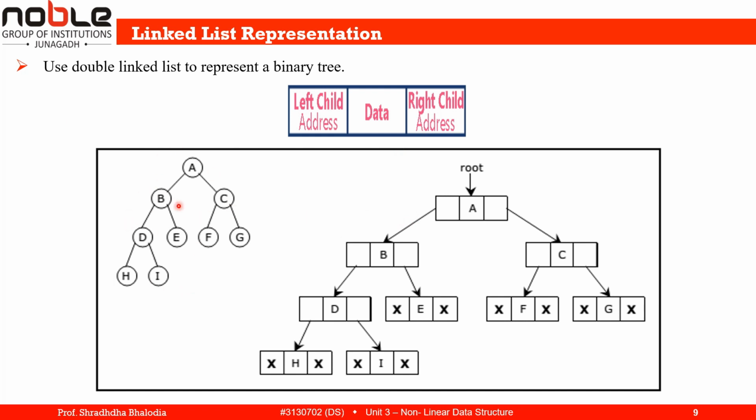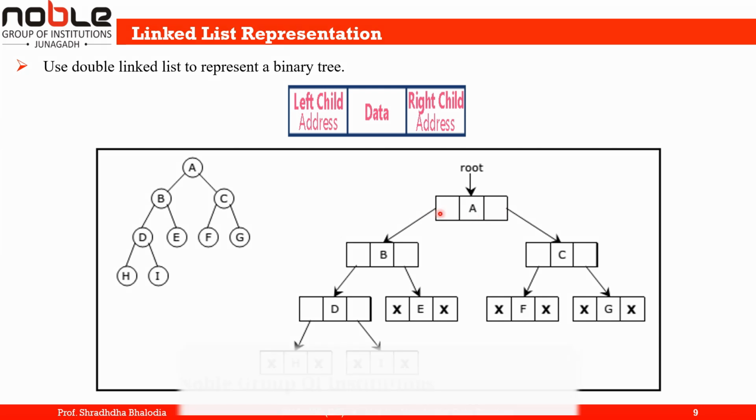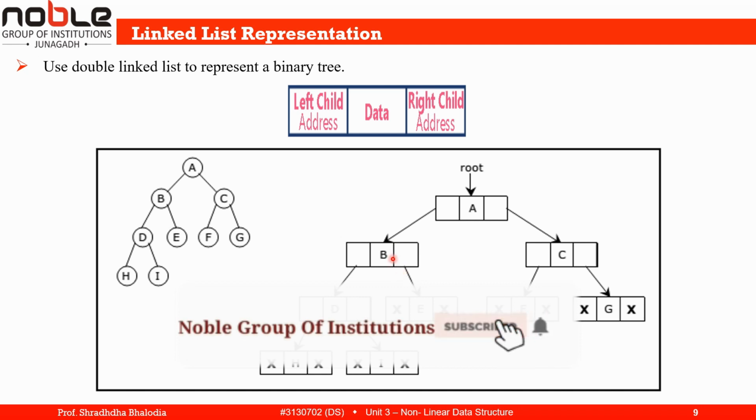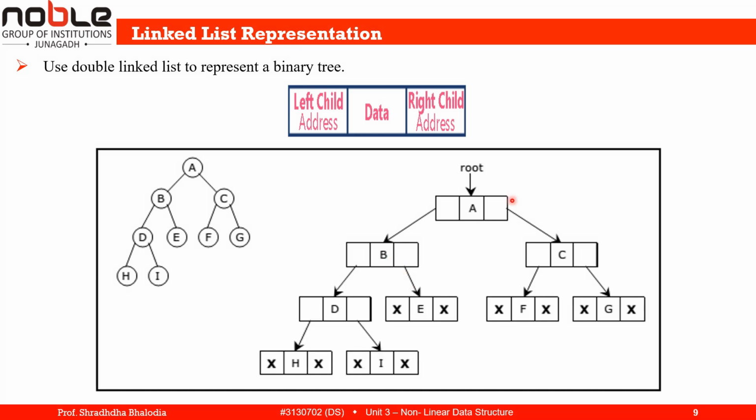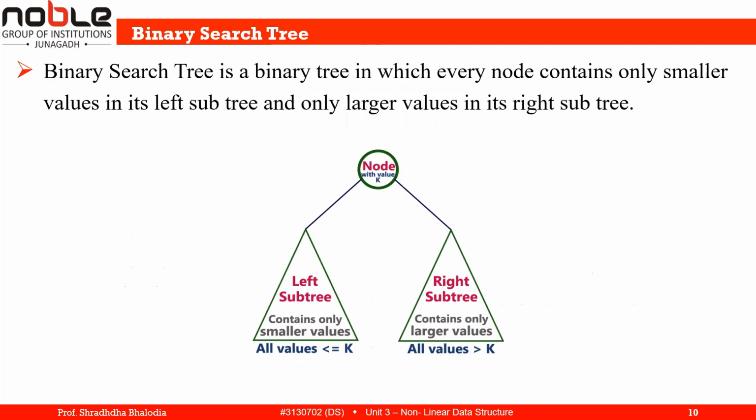Here is one example. A is a data element, so we put A here. Then in the previous link we put the left child address, meaning the address of B. In the next link we put the right child address, meaning the address of C. So this is how we can create the tree using a doubly linked list. Where we don't have any left child or right child, we put a null value. So this is how a linked list is used for binary tree representation.